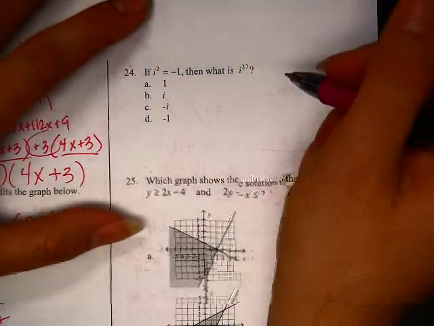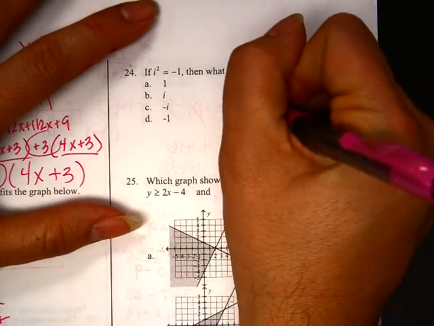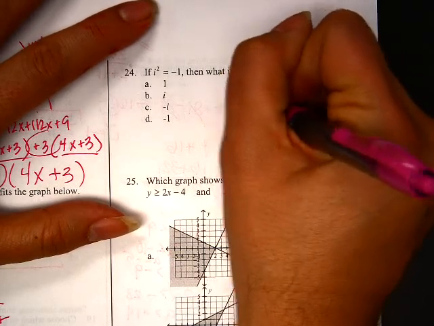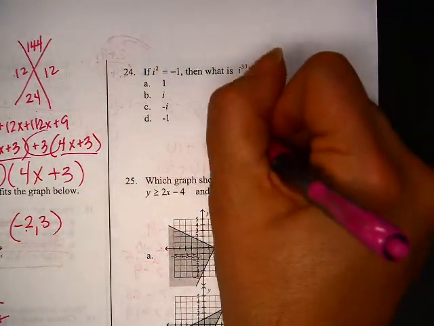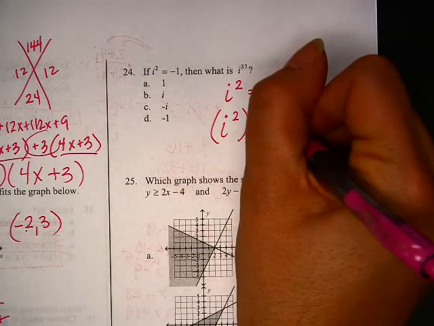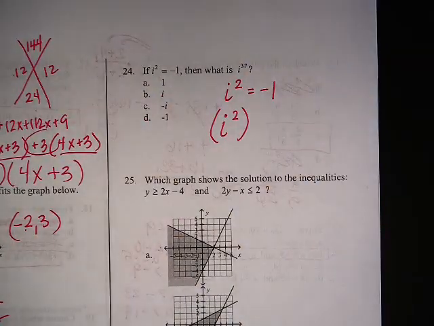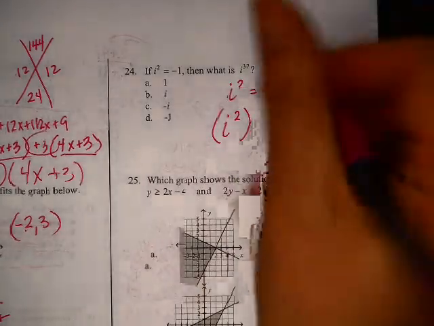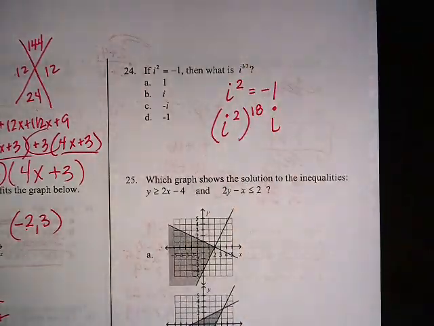Woo! 24. Let's see what we have. So, i to the 37. I know different teachers do this different ways, but I'm not very good at memorizing things, so I like to just keep it simple. The key thing is I know that i squared is equal to -1. So I want to figure out how many i squareds are in 37. 37 divided by 2 is 18, and then I have one left over.